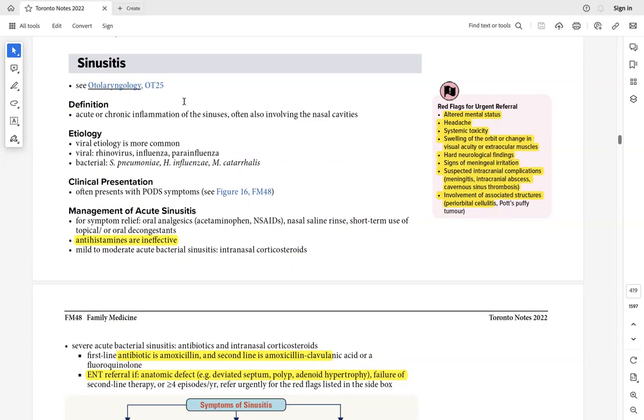So what can this sinusitis do? From the nasal cavities, it can migrate to other parts, our brain, our ear, our eye, and then it can cause red flags or emergency symptoms over there. So we have to treat them emergently.